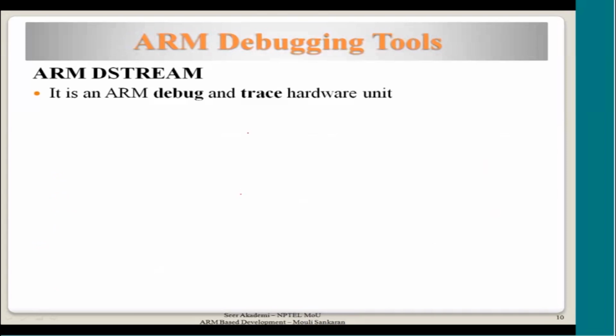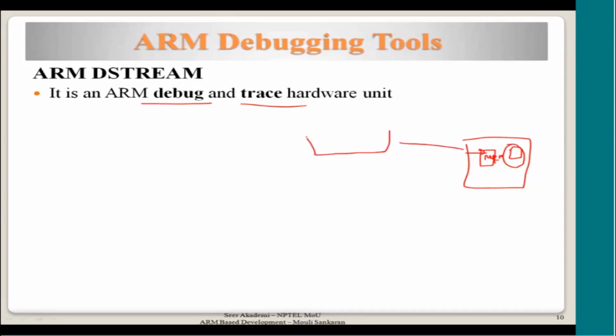What are the debugging tools? DSScreen is one. So ARM debug and trace hardware unit. What is the trace hardware unit? It's actually, the ARM processor is there, and it will have its own trace buffer. While the program is running, it will be keeping some information in the trace buffer, which can be downloaded to a PC. So what is the need for it?